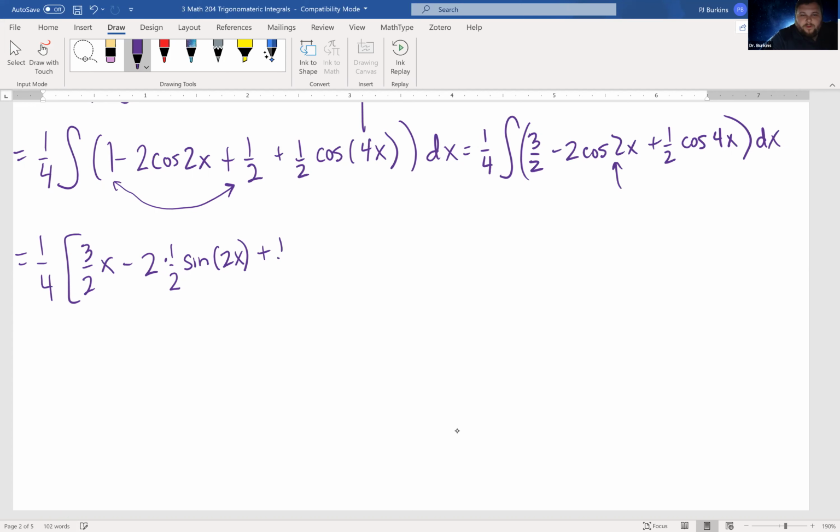Then this one has a 1/2 in front already. Again, the integration of cosine turns into sine. And what will be my coefficient for that one? 1/4. Right.